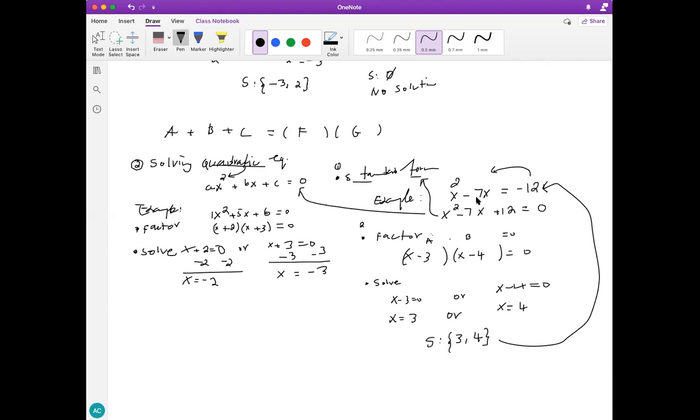Okay, so this one took more steps because it wasn't in standard form. So again, always make sure your equation is in standard form, like this. Then factor and then solve.